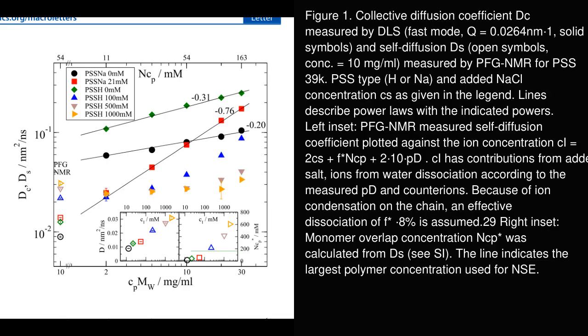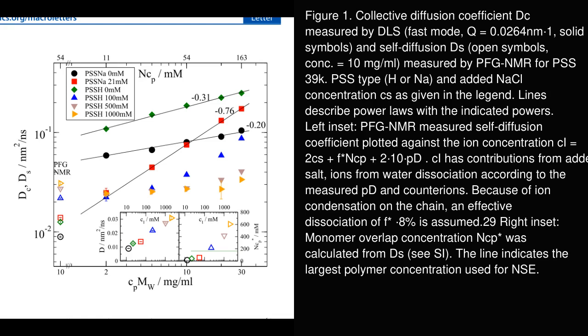The right inset relates the monomer overlap concentration, NCP star, calculated from DS, indicating when polymer chains start to physically overlap and semi-dilute behavior emerges. For lower ion concentrations below 100 mM, several polymer concentrations lie above this overlap threshold, suggesting semi-dilute conditions, while higher salt concentrations correspond to dilute solutions.